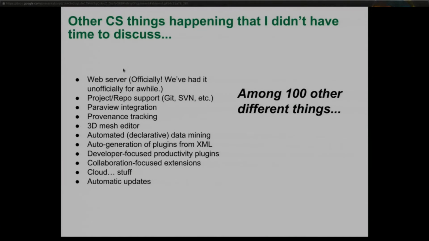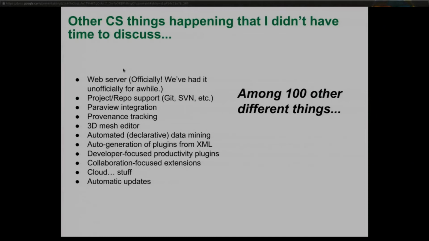We're adding project and repo support, so basically all the inputs you create can go to Git or SVN, or you can pull in other people's. Pair view integration, we're adding provenance tracking. That mesh editor is going to be a 3D mesh editor in the future. One of the things we've published on a little bit, but haven't put into production, is automated declarative data mining, where basically you give us your data, we know the format, and you tell us some operations that you want run, and it just kicks off and does it. Auto generation of plugins from XML is probably a couple days from done.